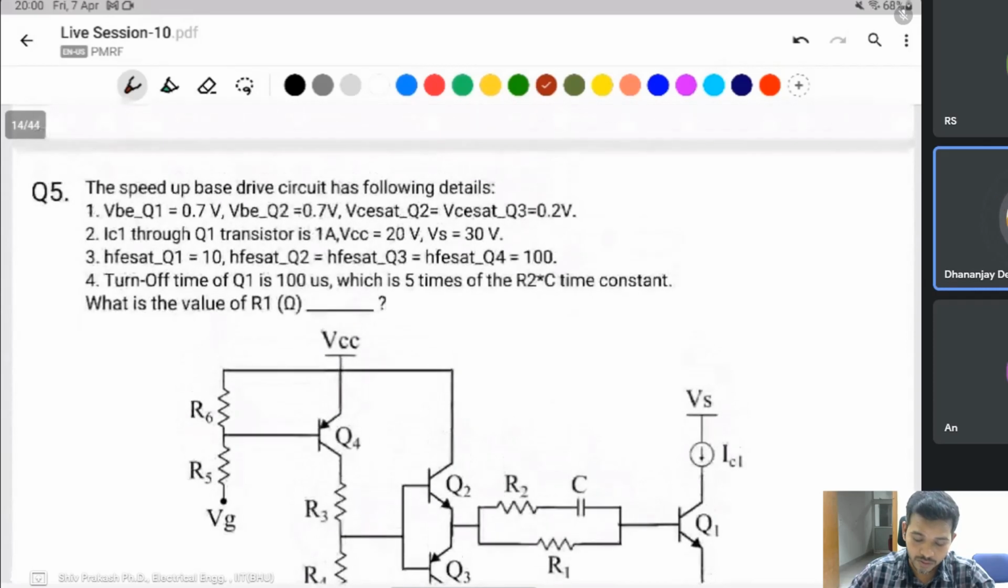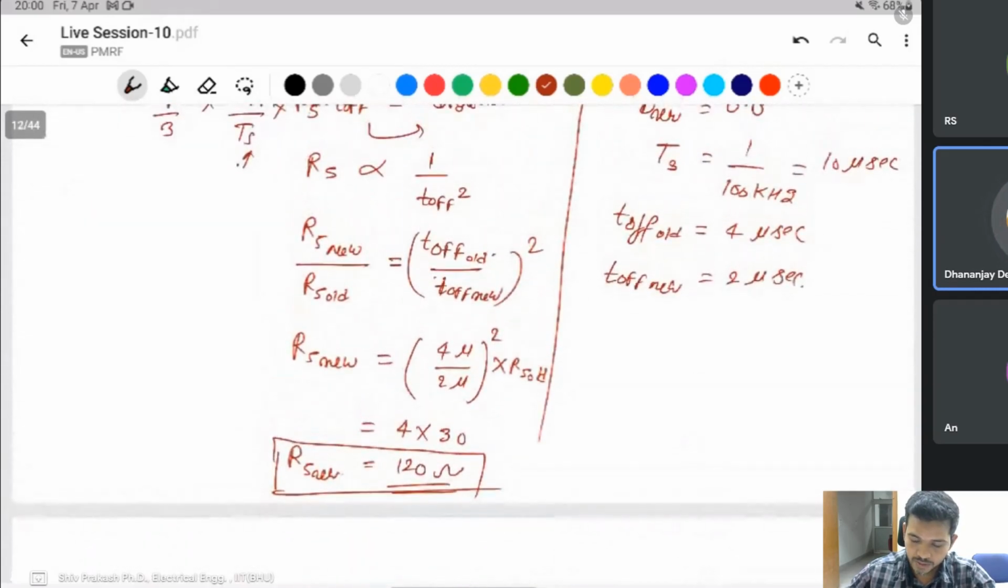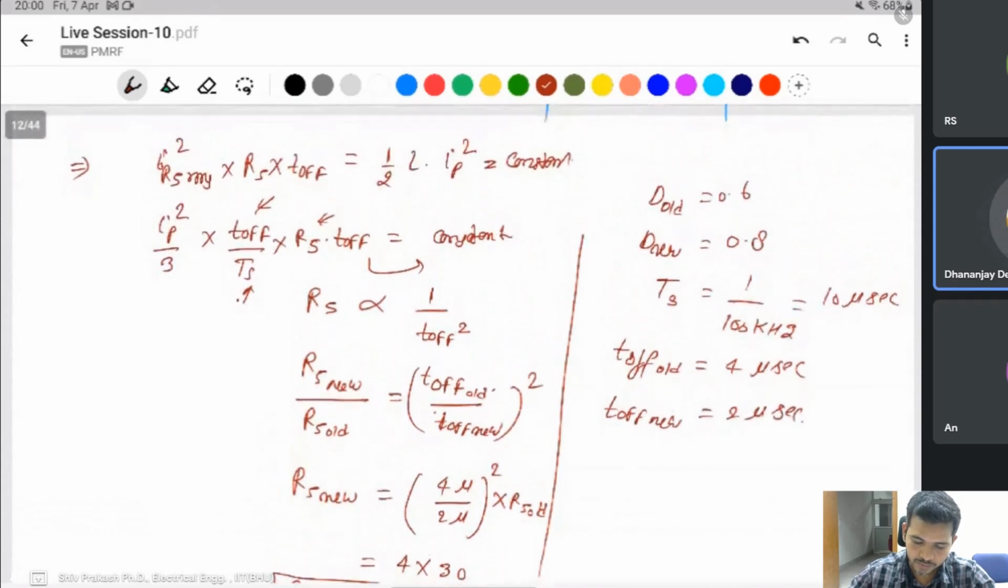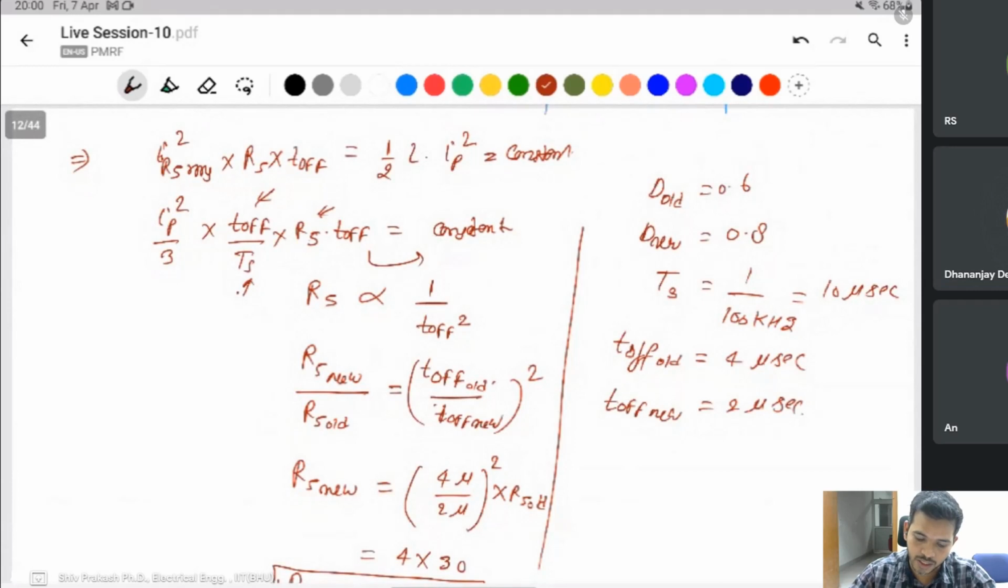Here we have taken the energy stored, half L, the same in the previous one and the new one. It will depend only on the current, the maximum current flowing through it. Sir, if the duty cycle is changed, then IP will be different. No, because IP is fixed, given as 5 ampere only. So we have to consider IP for both conditions; both conditions are the same, given as the maximum current.